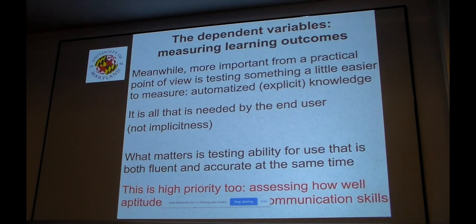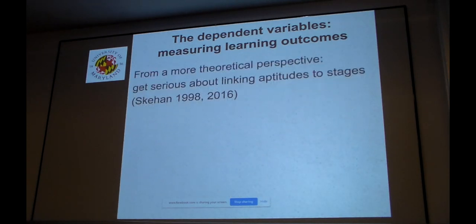What matters, of course, is testing the ability for use that is both fluent and accurate at the same time. And this is a high priority too: assessing how well aptitude leads to communication skills. We are doing that more and more, even though how to do that is not obvious, because we struggle still after all these years to measure proficiency in an ideal way. Proficiency has many aspects, and each proficiency test has its limitations too.